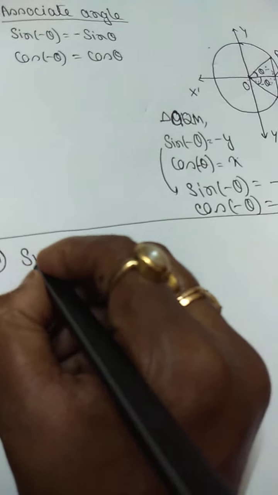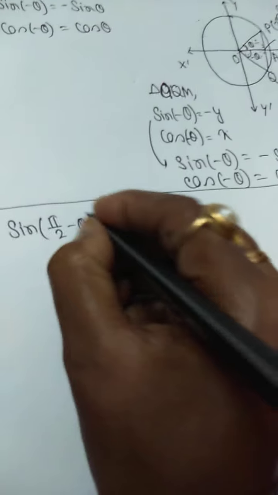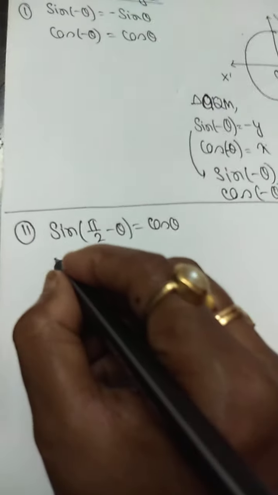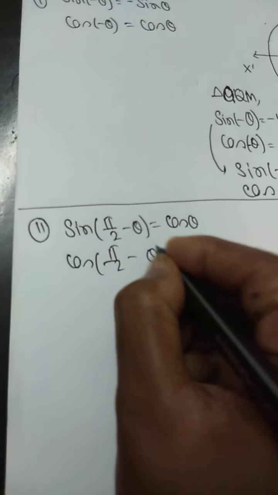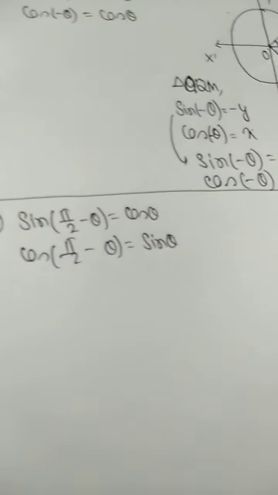This is number 1, and number 2 is also something we have learned in our HSLC syllabus, that is, sine of pi by 2 minus theta is cos theta, and cos of pi by 2 minus theta is nothing but sine of theta. Let's see how it comes.